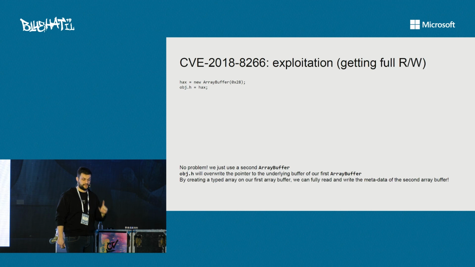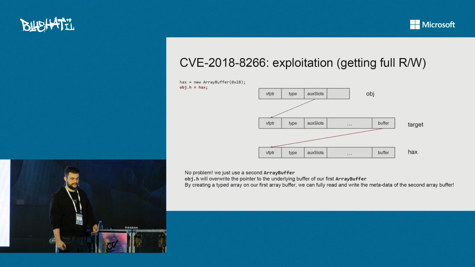And this is really simple. It's only two lines of JavaScript. I just declare another array buffer, and since I have the ability to overwrite whatever is inside the target array buffer, by just executing obj.h equals hax, which is the new array buffer I created, we basically achieve this memory layout: an array buffer whose buffer pointer points to the inside of another array buffer. And what that gives us as a primitive now is that we can create a typed array on the target array buffer to completely corrupt the hax array buffer.